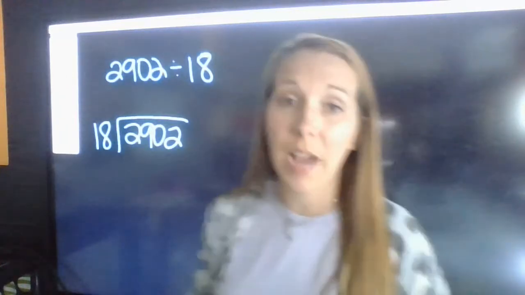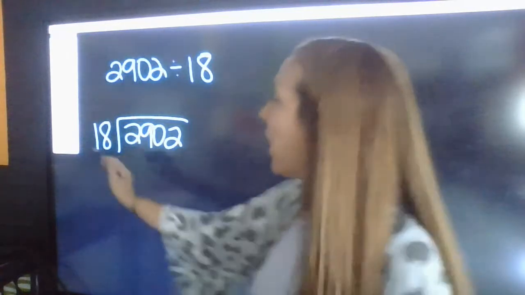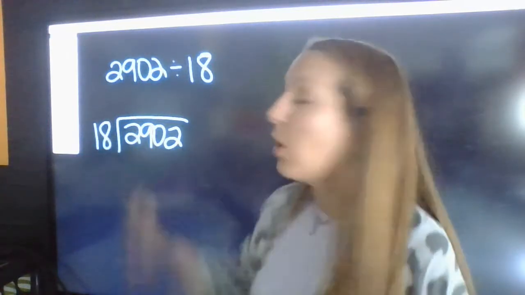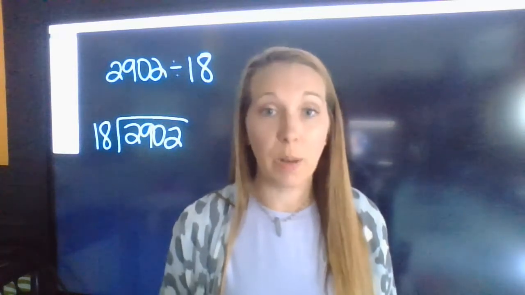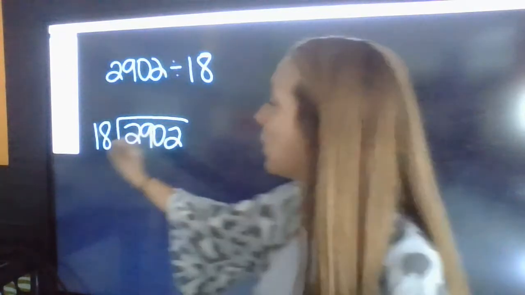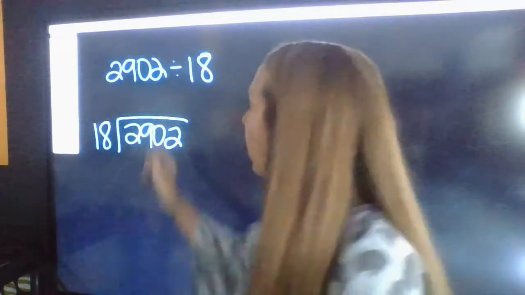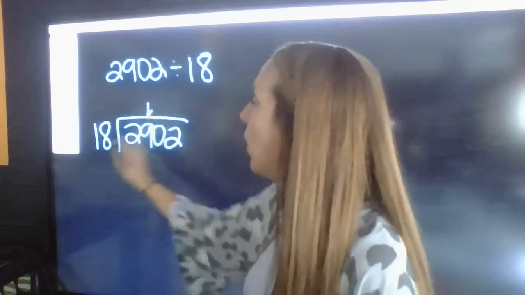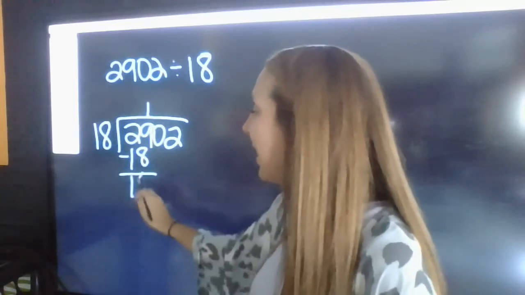Now, another one that we're going to look at is 2,902 divided by 18. With that, you're going to say, will 18 go into 2? No. So again, you can put a 0 above that 2 for a placeholder, or you can just go back and say, well, 18 cannot go into 2. Can it go into 28? Yes, 1 time. So 1 times 18 is 18. We're going to subtract and we get 11.